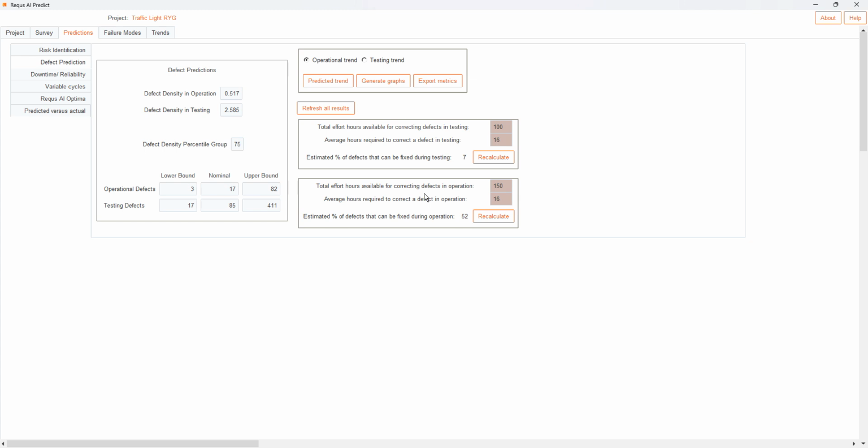And we could do the same thing for operation. There's fewer defects predicted to be found in operation, which is why the percentage is higher. So we can do some basic trade-offs here between effort for fixing as well as the time to fix the defects. In our next segment, we'll see how the defect profiles are used to predict downtime and reliability.